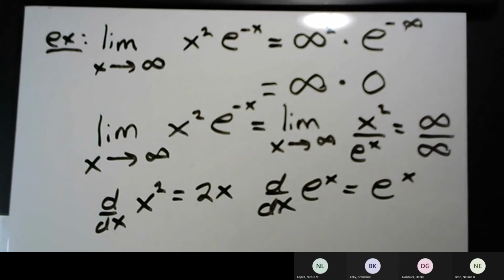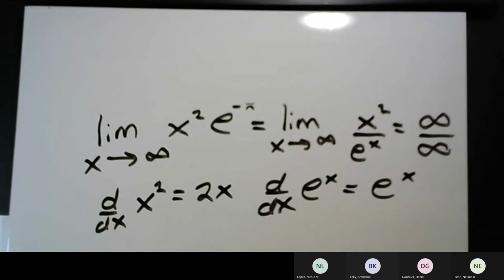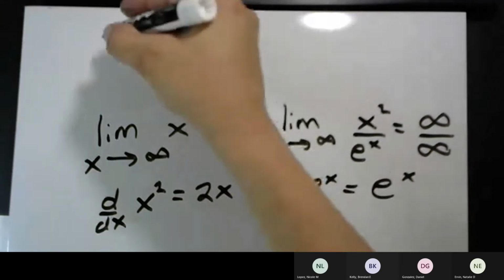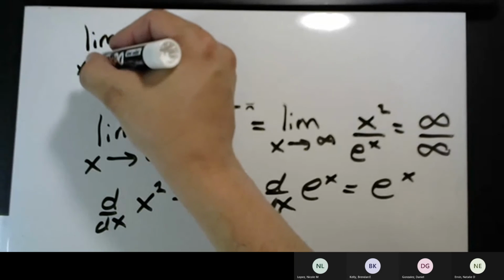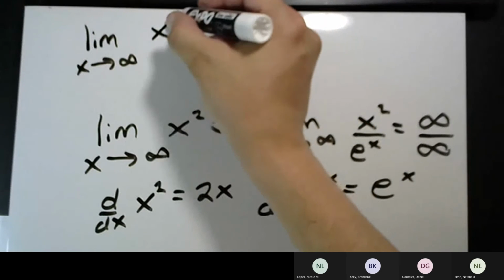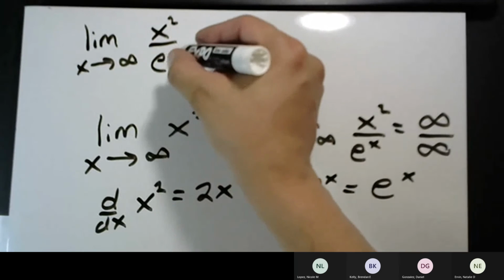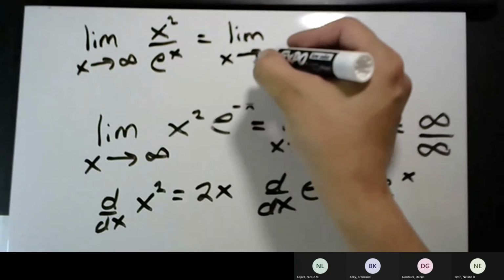All right. Well, let's take a look. Has this made our lives better? Well, what we're going to find out is that this application of it is not going to be good enough. Because what's going to end up happening? The limit as x goes to infinity of x squared over e to the x, according to L'Hopital's rule, is going to be this.